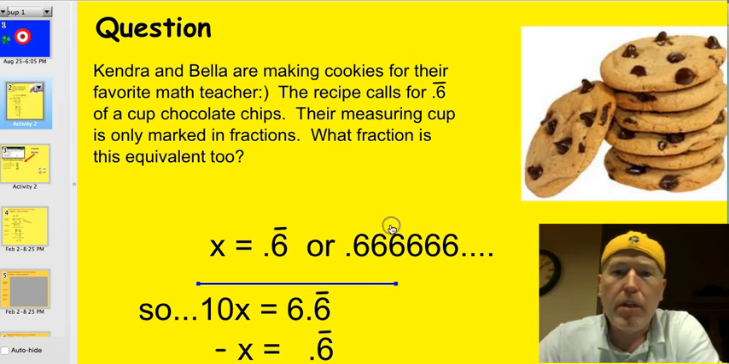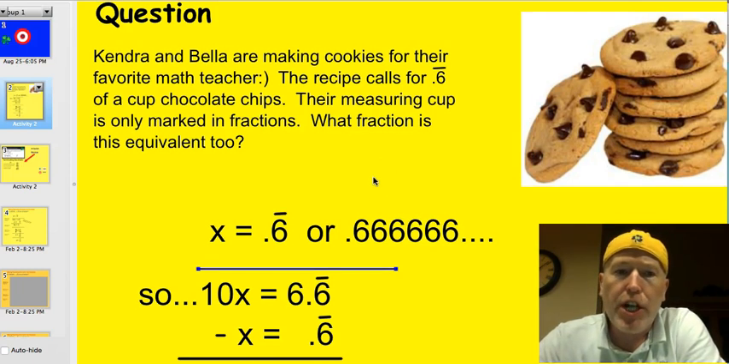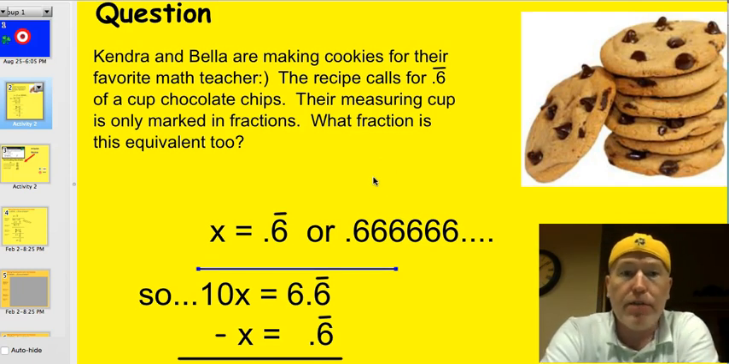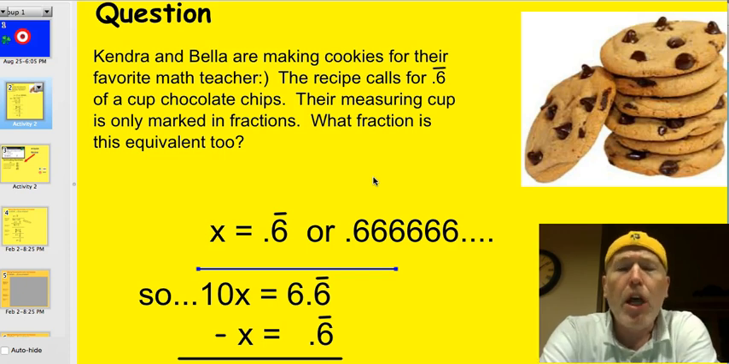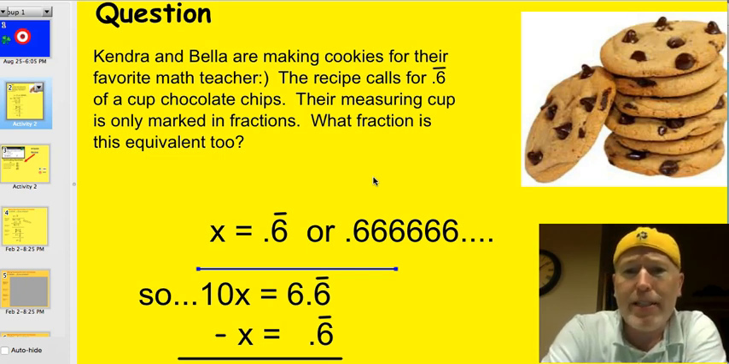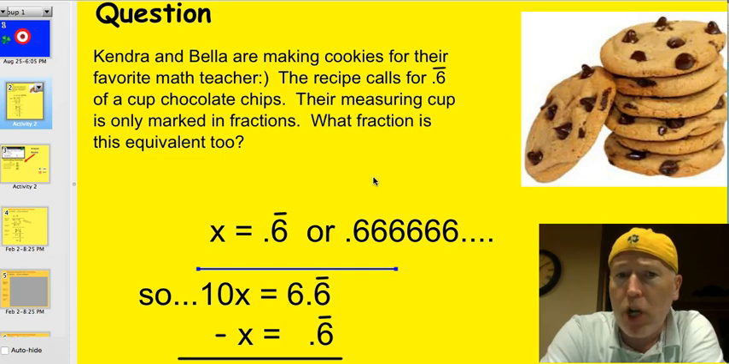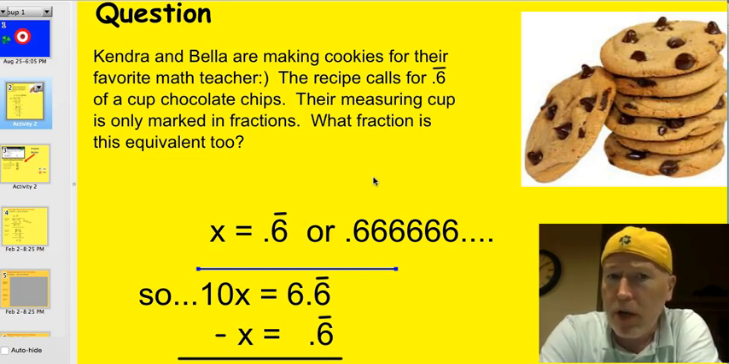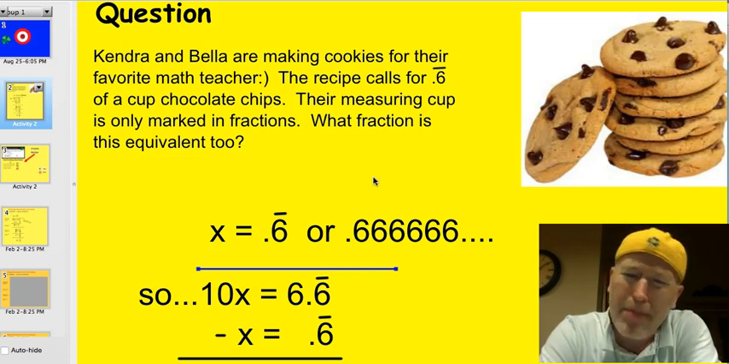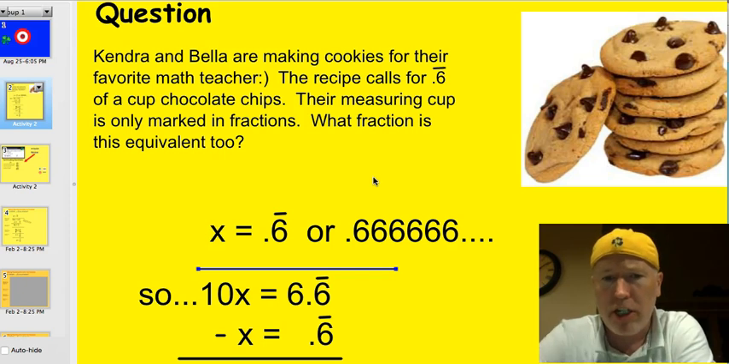Let's do this thing. All right, start off the questions tonight. Kendra and Bella are making cookies for their favorite math teacher, hint, hint. The recipe calls for 0.6 repeating of a cup of chocolate chips. Their measuring cup is only marked in fractions, so what fraction is this equivalent to? Well, you might be able to guess what it's equivalent to, but I want to show you how you can prove it because that's our target tonight.